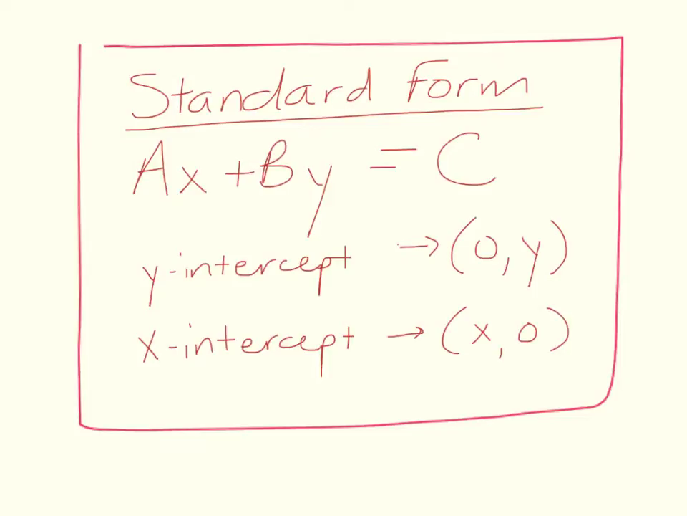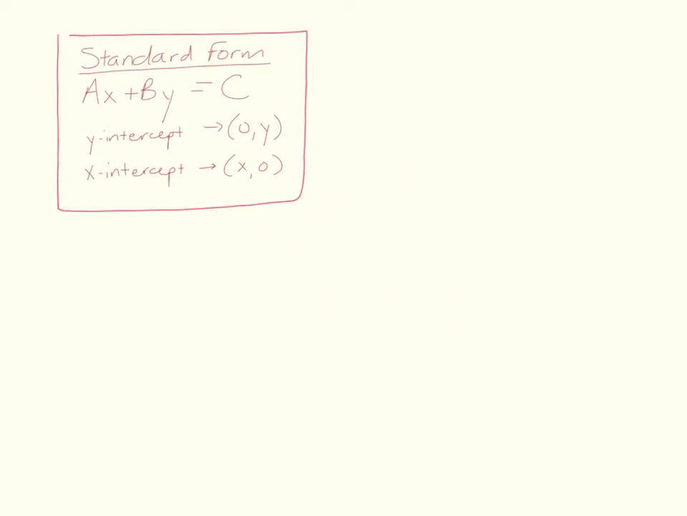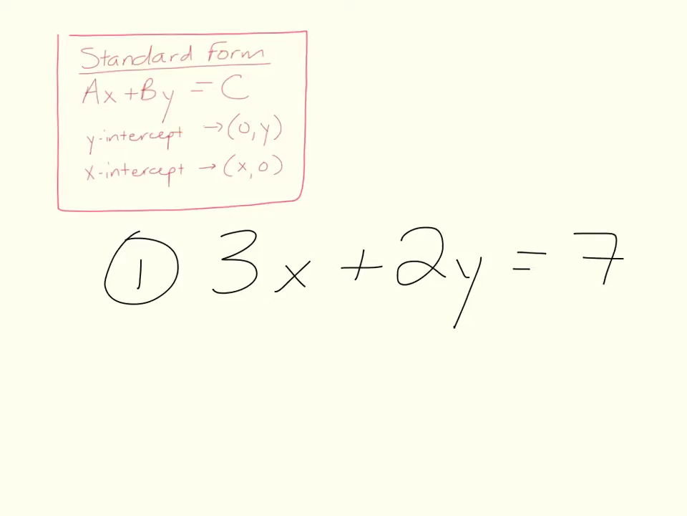Okay, now if the equation is in standard form, then what you want to do is change it to slope-intercept form so that you can see the slope and the intercept and find the x-intercept easier. For example, if we have 3x plus 2y equals 7, then I would want to change it to where it's actually y equals.